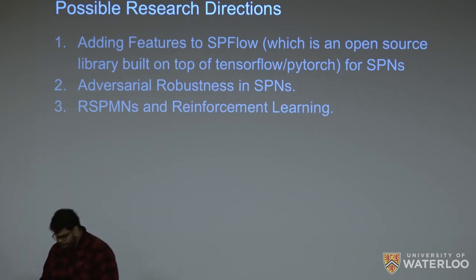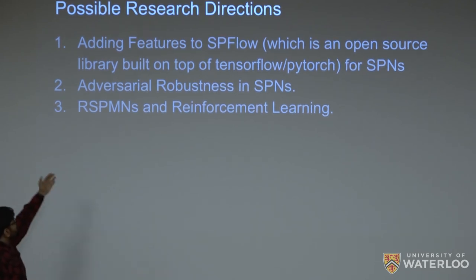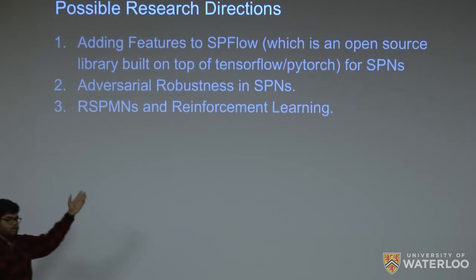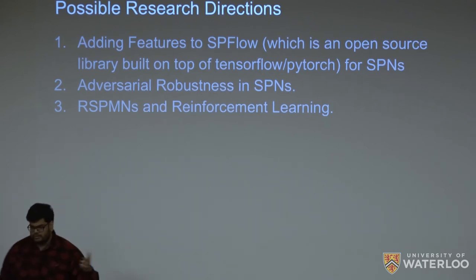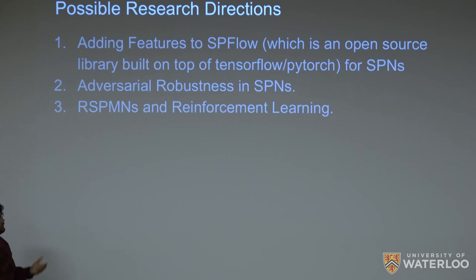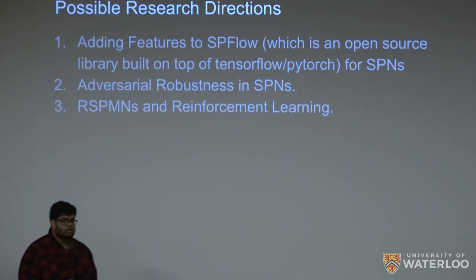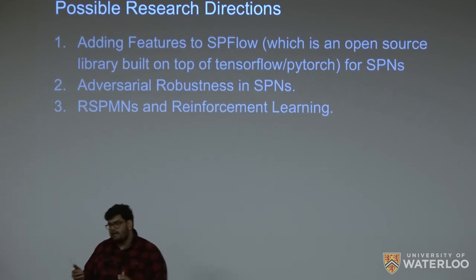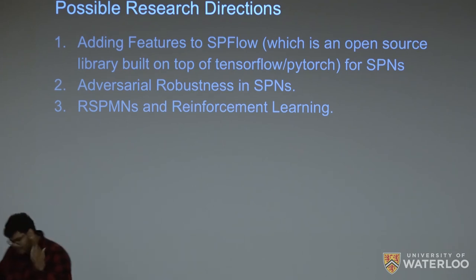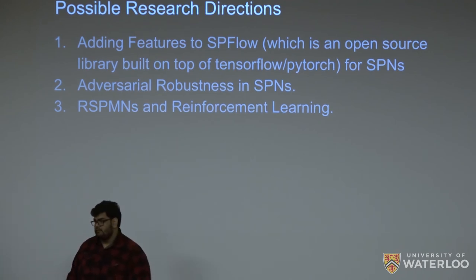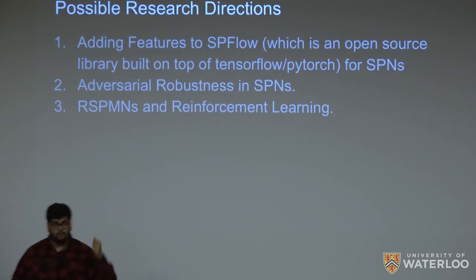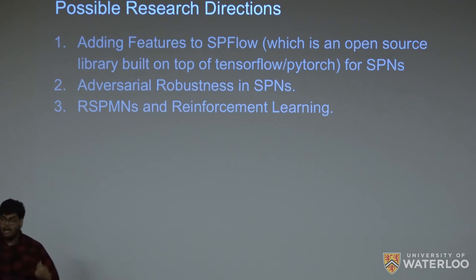So the first one is, the major library for sum product networks is co-authored by me, and it's called SumSPFlow, or SumProductFlow. And the idea is that you can build features on top of this library. Now this seems like a kind of boring project, I totally understand if it is. You know, maintaining libraries is not that fun. But essentially, this gives you the ability to really get down and dirty with sum product networks and how they're actually implemented in GPUs.